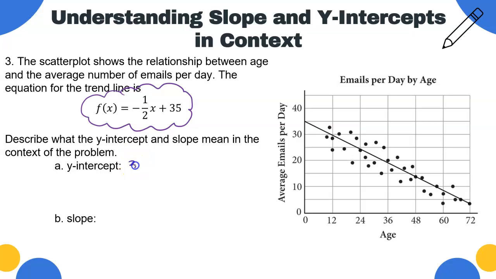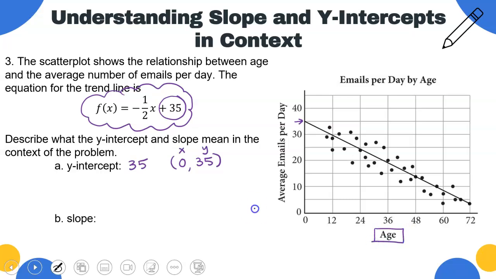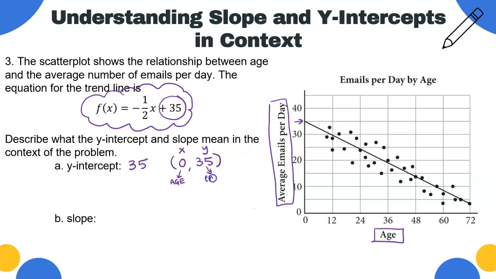So I know the y-intercept is 35 because I can look right up there in the equation and see it. You could look at the graph, but sometimes it's a little harder to tell when we're dealing with different scales. So I know it's 35, but what does that mean? Well, all y-intercepts have an x value of 0, and so I can use that to my benefit. In this problem, our x-axis is talking about age, and our y-axis is talking about emails per day. So I'm just going to say emails.